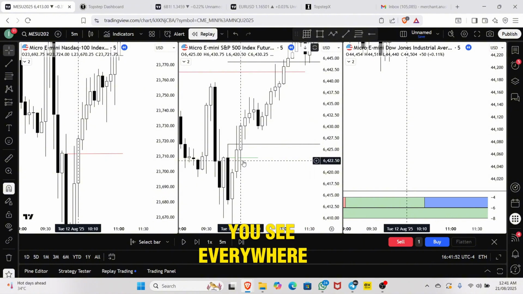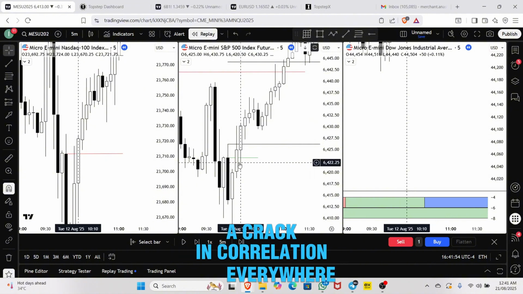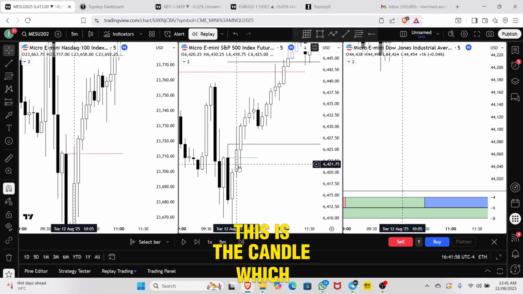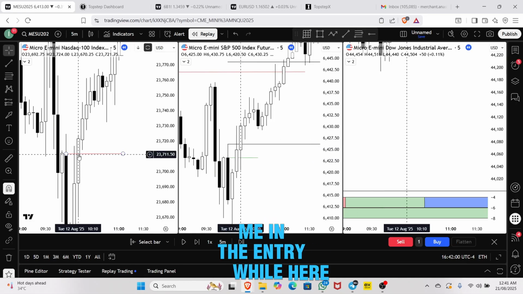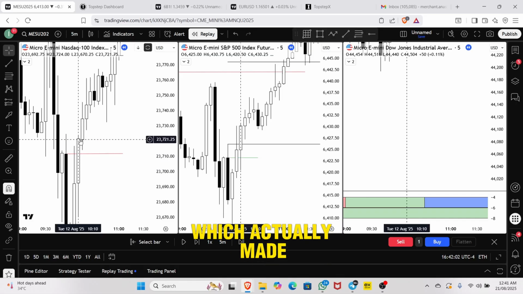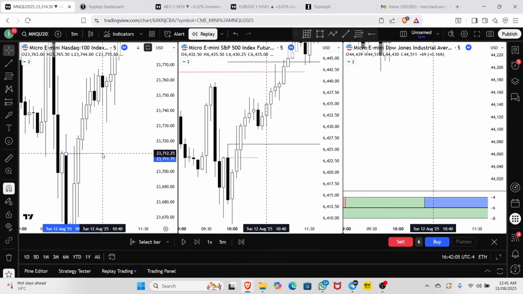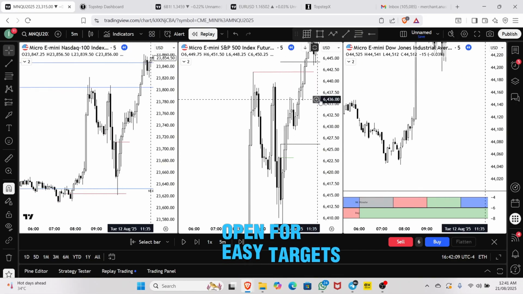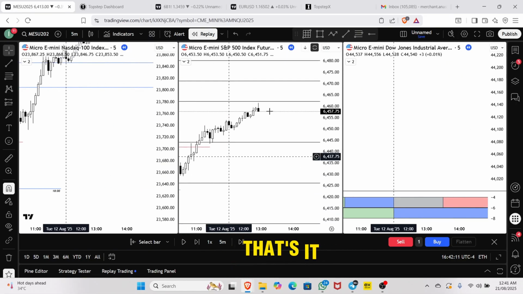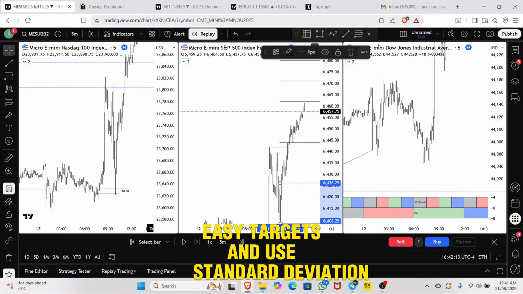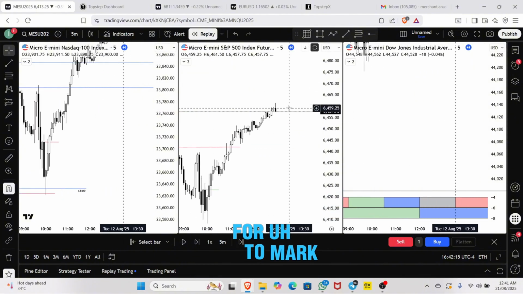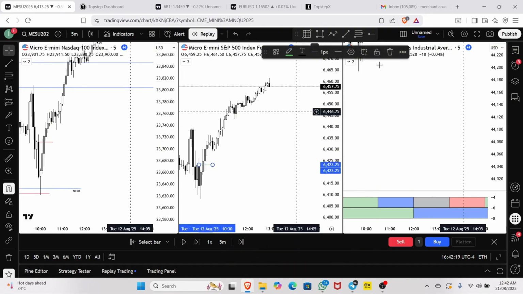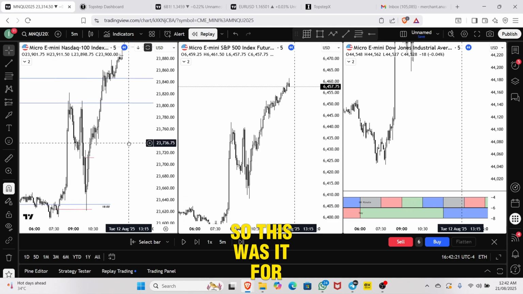You see, everywhere there will be a crack in correlation. See, this candle is the candle which put me in the entry, while here, this was the candle which actually made the change in the state of delivery. So you have to keep your eyes open for easy targets, low hanging fruits. That's it. Easy targets, and use standard deviation to mark out, project higher or lower or forward. So this was it for me, CPI day.